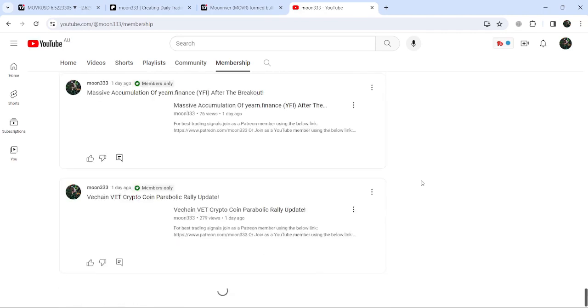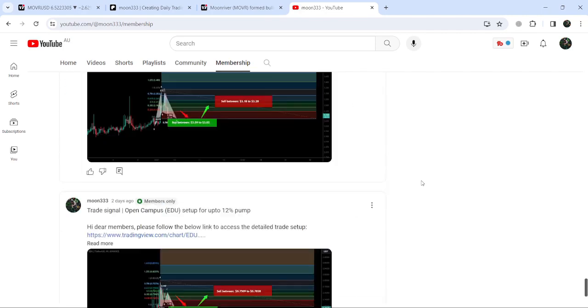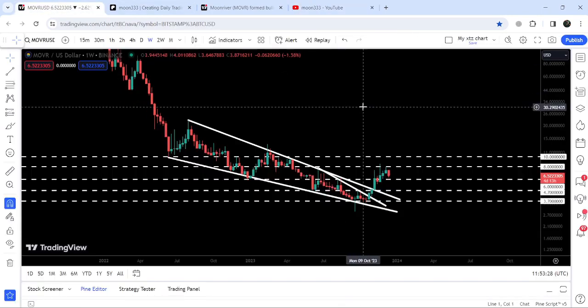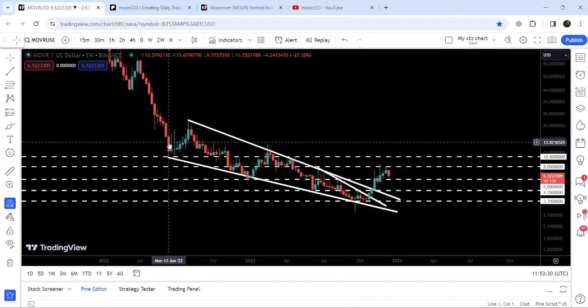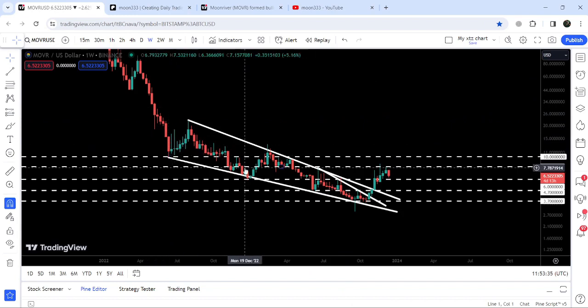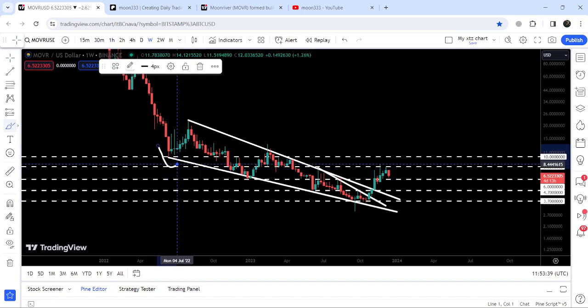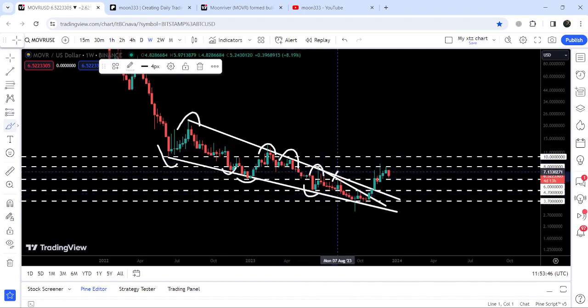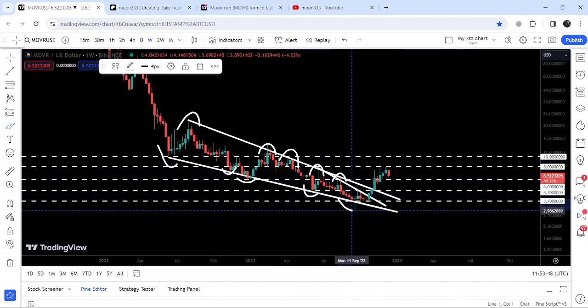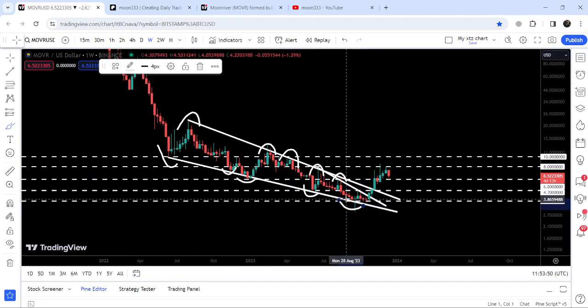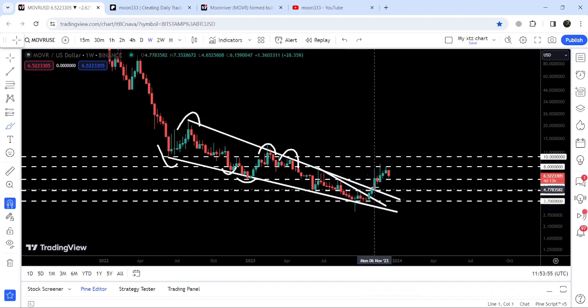Now let me take you to the live chart of Moonriver. And this is the weekly time frame chart, and you can see that since after June 2022, when we found this support of the falling wedge pattern, it was moving inside this falling wedge. You can see we had a bounce here, we got rejection here, bounce here, rejection, rejection. Then we had another bounce, rejection, rejection, and this was the last bounce that happened here in the month of September 2023. Then we finally broke out the resistance of this falling wedge pattern.